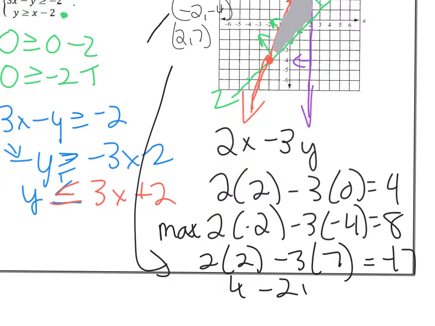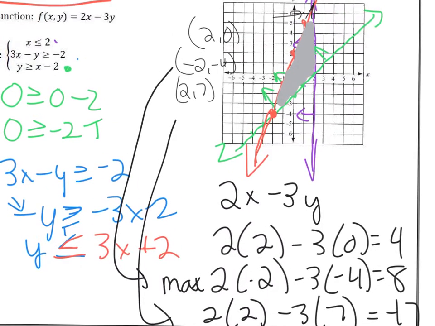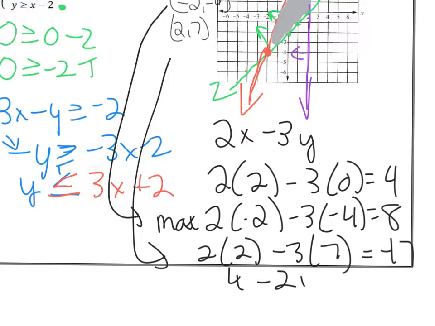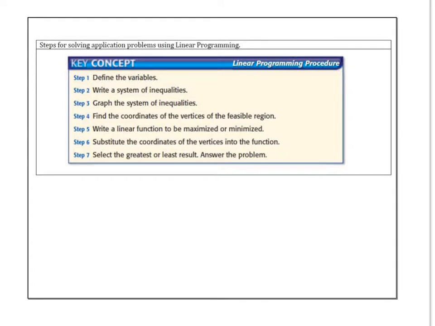Okay, my second point, negative 2, negative 4. And then my minimum actually ends up being 2, 7. Okay, so there you go. That's what I'm looking for. So it's a whole process. It takes a little bit of time, takes a little bit of thought. But if you take one piece at a time, you can do it. It works a lot easier.